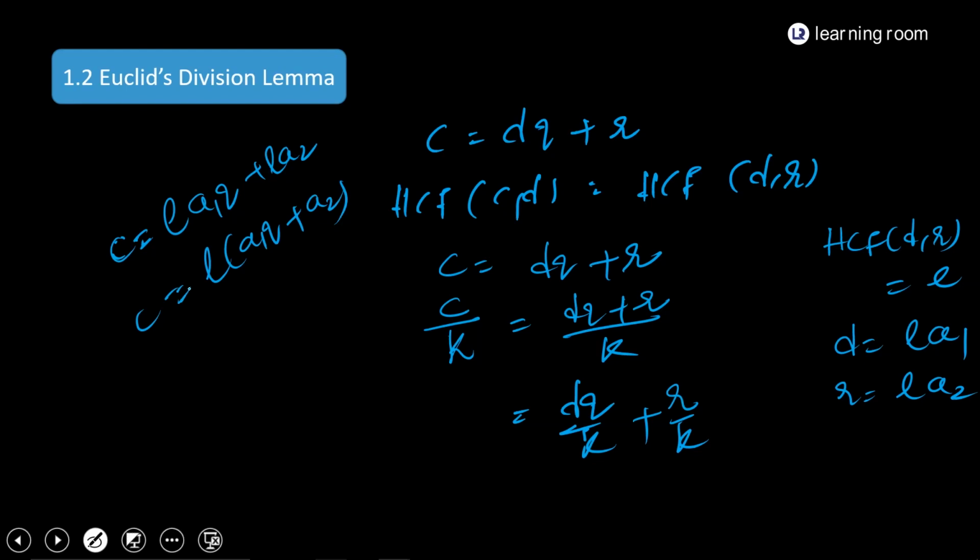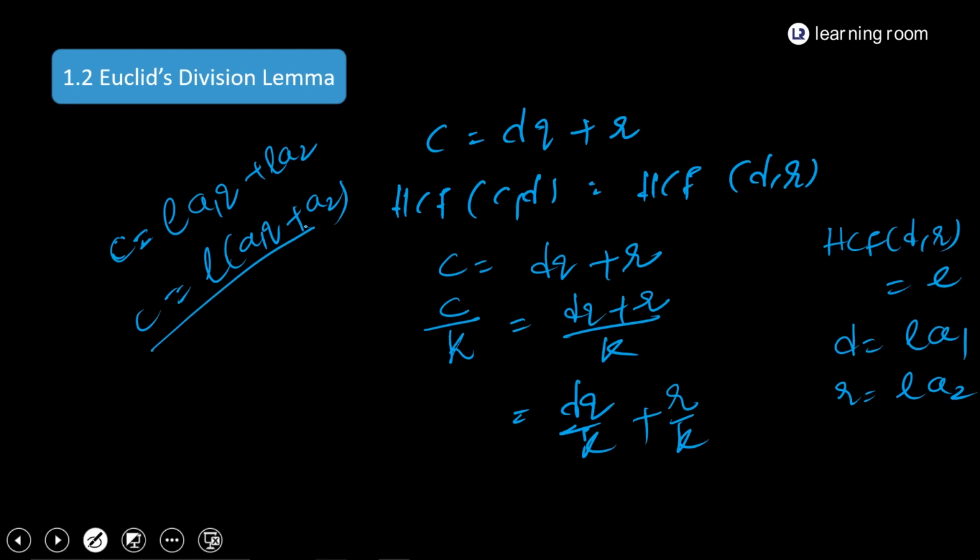L is a common factor of D also, right? L is a common factor of D and R. L is a common factor of C and D. So from this we know that L is a common factor of C. So from here we know that L is a common factor of D, right?